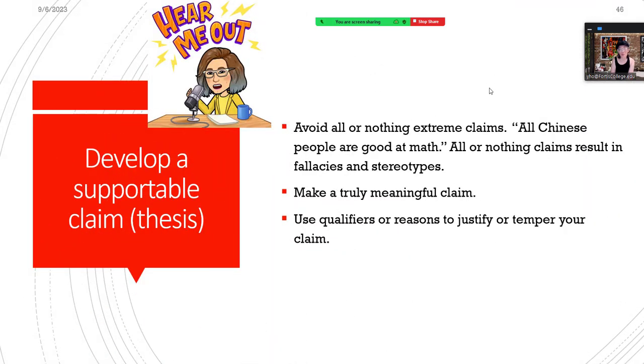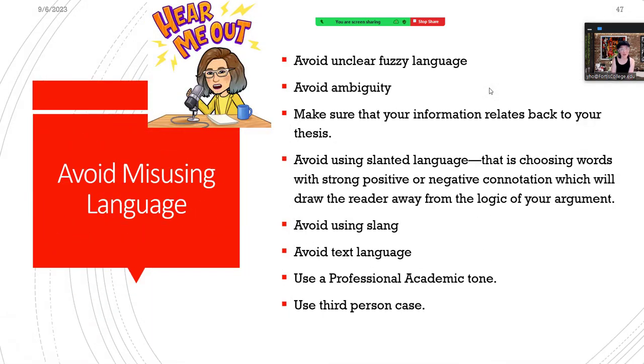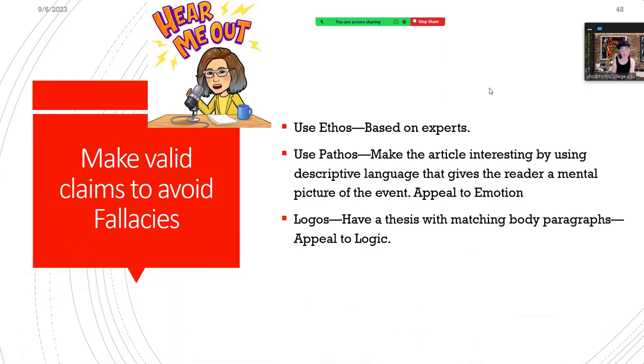Avoid all or nothing extreme claims. So avoid using words like all or nothing, because all or nothing claims result in fallacies and stereotypes. Avoid unclear, fuzzy language. Avoid ambiguity. Make sure that your information relates back to your thesis. Avoid using slanted language. Avoid slang and text language, and always have a professional tone and use third-person case.